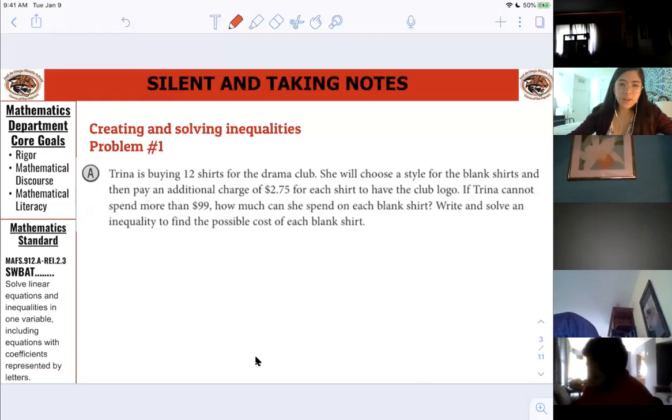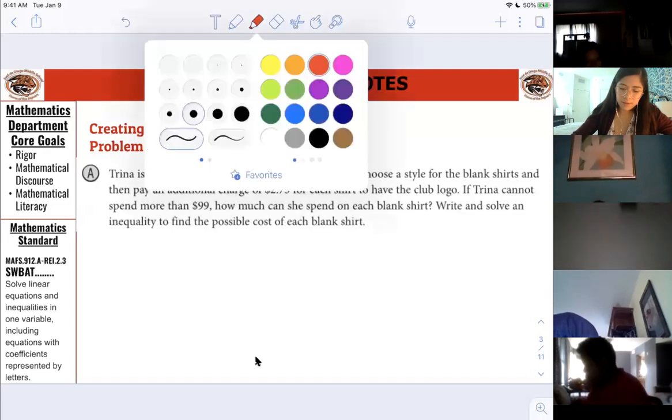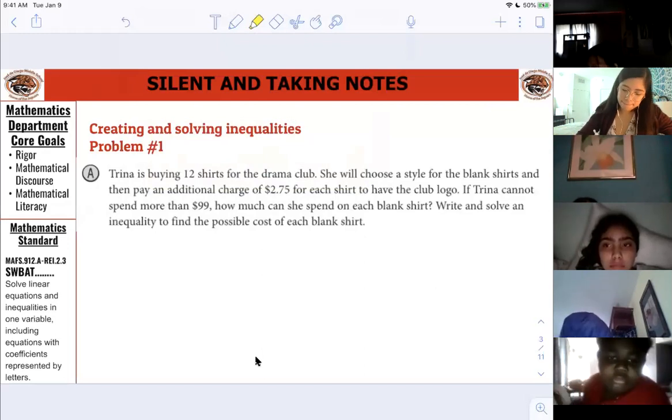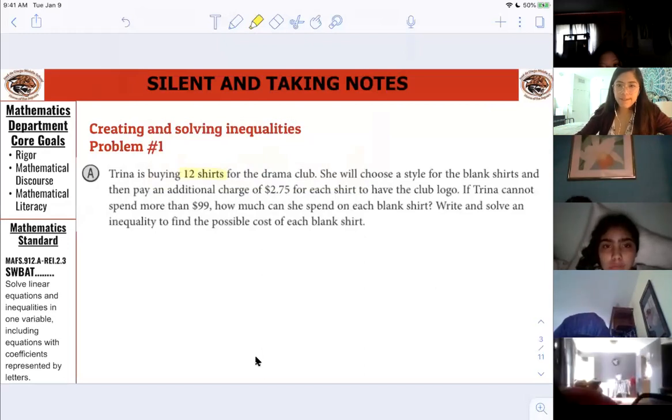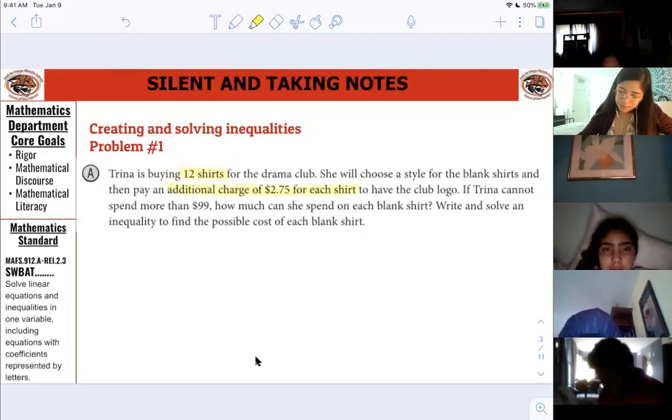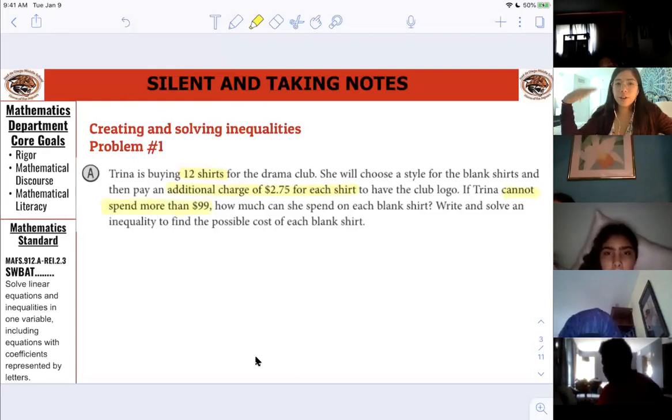Perfect. Thank you. All right. So let's figure out what we know and what we don't know. What is something I can highlight, something I know? She is buying 12 shirts for the drama club. Good. What else? She has to pay an additional charge of $2.75 for each shirt. Perfect. And then the last thing I know? She cannot spend more than $99. Okay. So is 99 the limit, or can she go above? The limit.